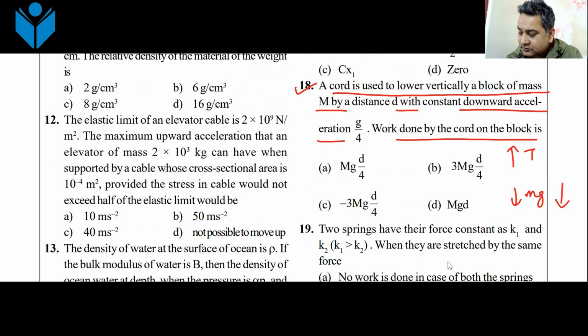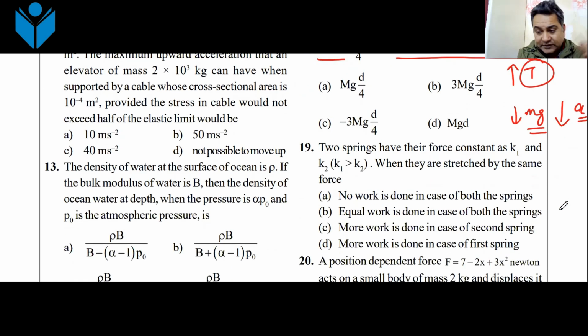From there, acceleration is given to you. You know the weight. You have to find the tension. Once you know the tension, that is the force applied by the rope on the block. Tension is constant, so multiplied by the displacement, you will get the work done. Do you understand this straight away? Very simple. You just had to find tension. So this was a question which had Newton's laws of motion as well as work, power, energy.